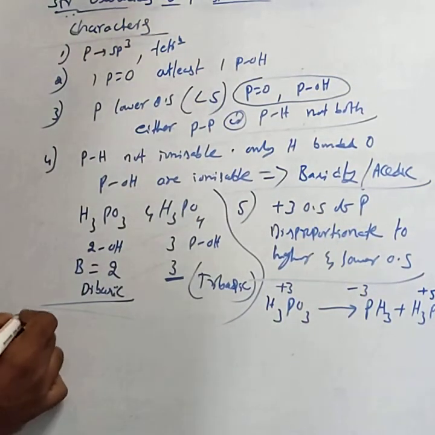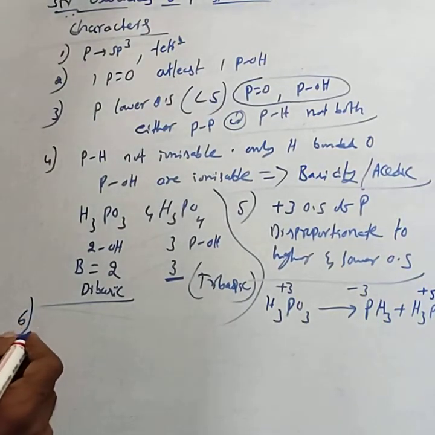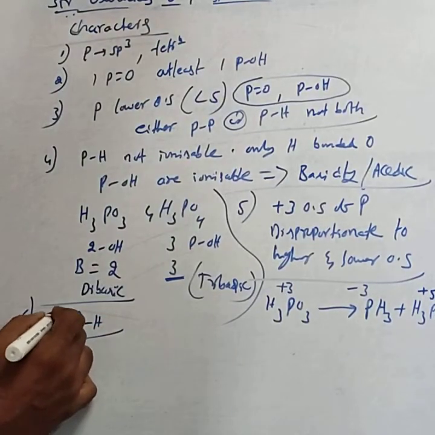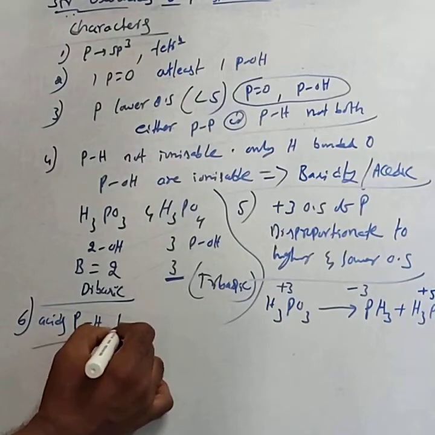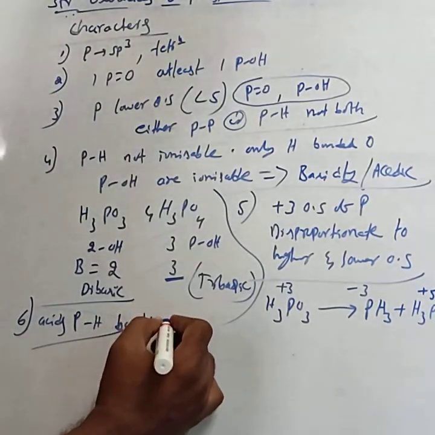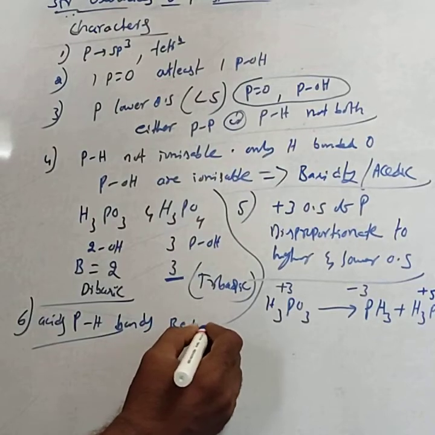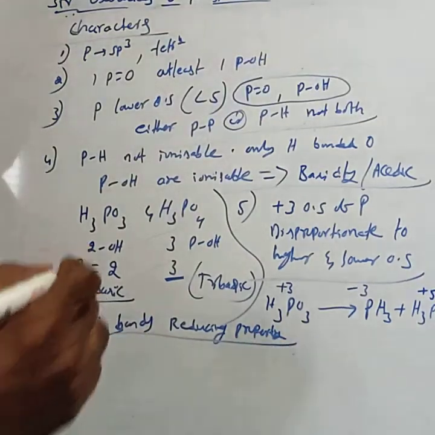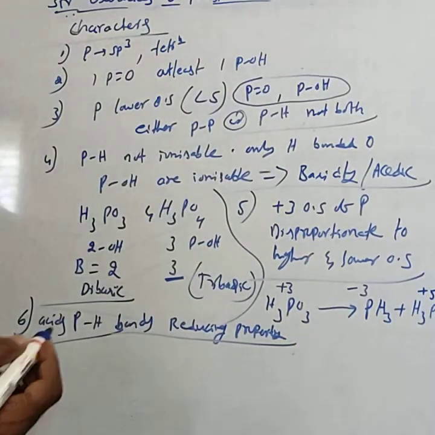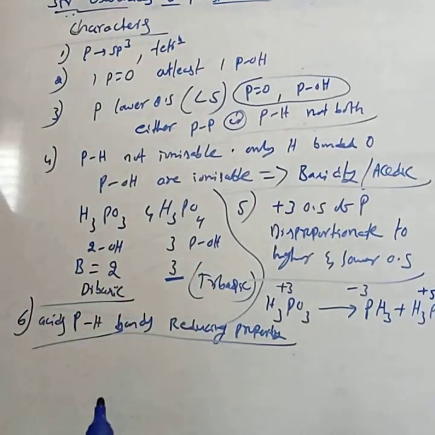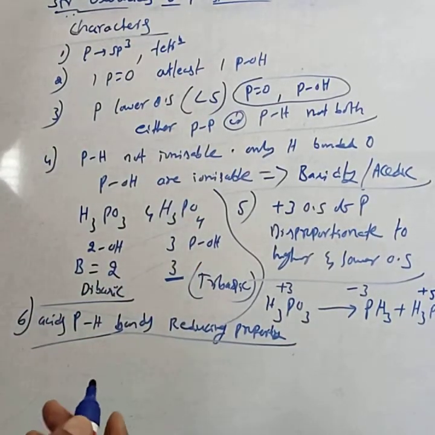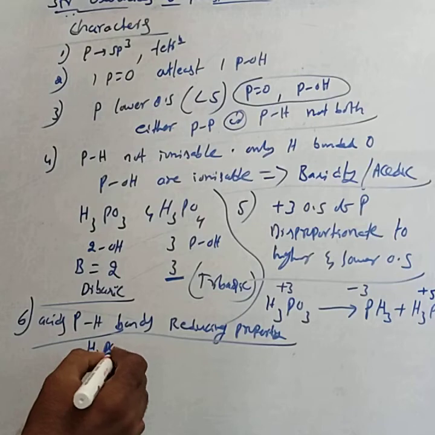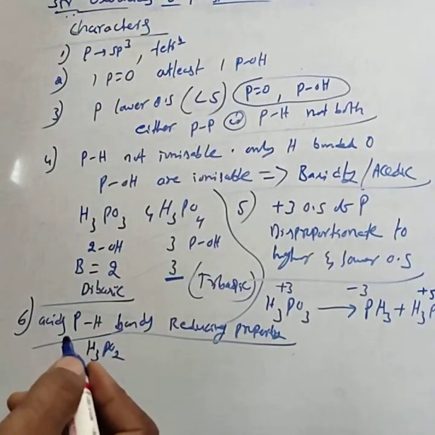Then one more point is the oxoacids which contain PH bonds. The oxoacids which contain PH bonds have strong reducing property. Oxoacids which contain PH bonds have strong reducing property. For example, hypophosphorous acid, H3PO2.